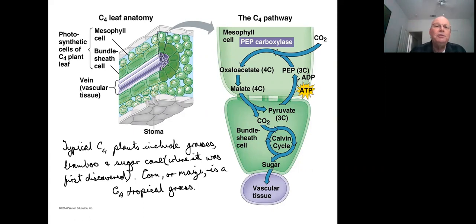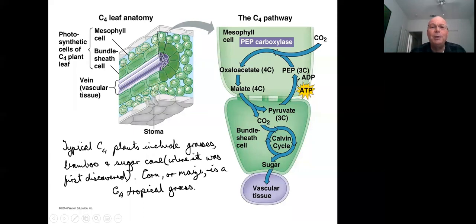So when we look inside the leaf, and to understand the difference, you might want to go back and take a look at the structure of the C3 leaf, because that's what we were looking at right at the beginning. So if you go back and look at the diagram of the leaf from the beginning with the palisade mesophyll and the spongy mesophyll, that's a classic C3 leaf structure. So here is what a corn leaf looks like in cross section.